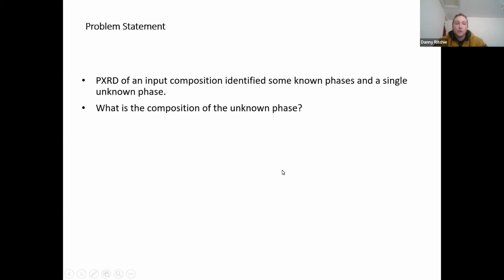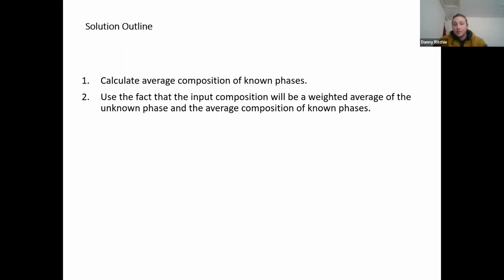This allows me to say my problem statement quite concisely. PXRD of an input composition has identified some known phases and a single unknown phase. What is the composition of the unknown phase? To do this, first, I'm going to calculate the average composition of the known phases. And then I'm going to use the fact that the input composition will be a weighted average of the unknown phase and the average composition of the known phases.